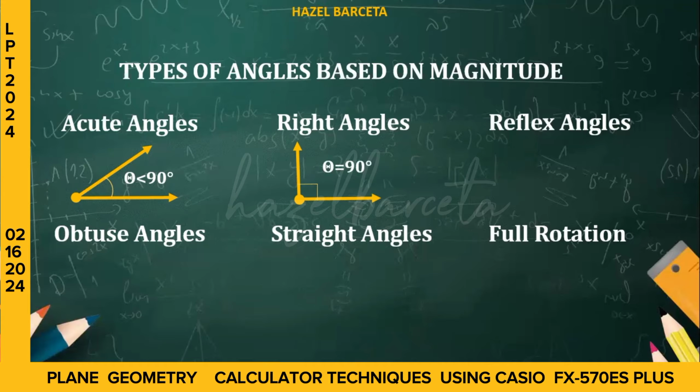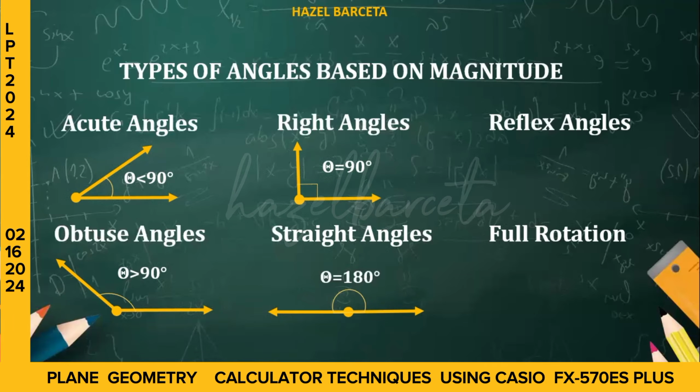Obtuse: the vertex, the initial side, and the terminal side, where theta is greater than 90 degrees. Okay? Straight angles: the vertex, initial side, and the terminal side. So naging opposite na po siya ng ating initial, and we form 180 degrees. Opposite po ang ating terminal and initial sa ating straight lines.